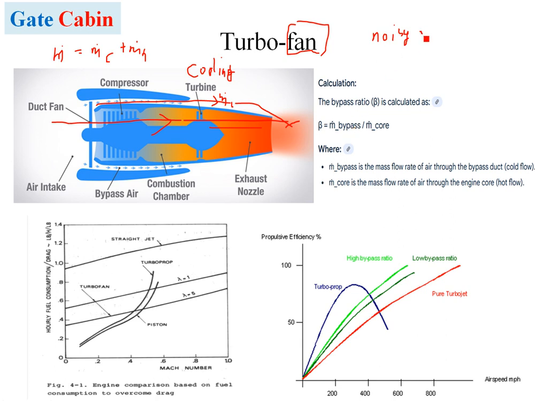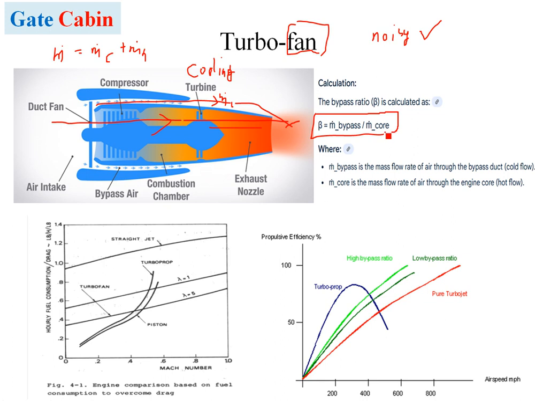So the problem with the jet engine was noise. Here the noise is reduced, plus there is an additional cooling effect. Here we can only see cooling over the engine body, but there are different arrangements made in this jet engine so that it can reach the compressor, turbine, and combustion chambers. And the ratio of this cold mass to the hot mass is known as the bypass ratio.